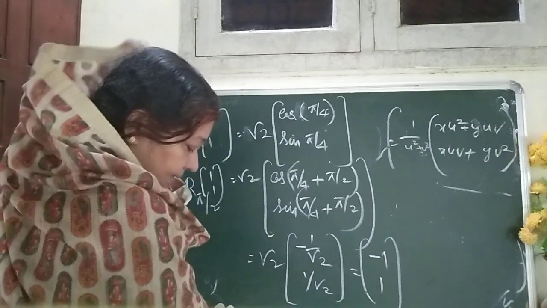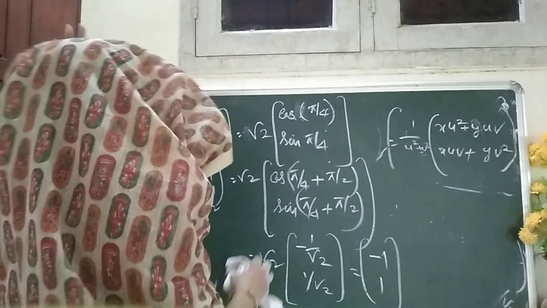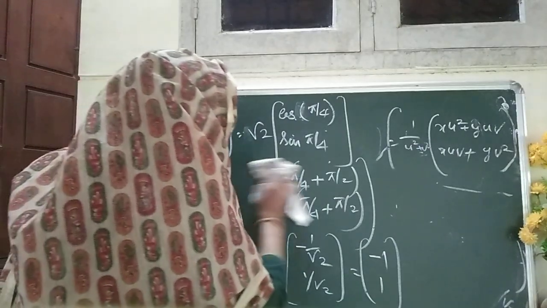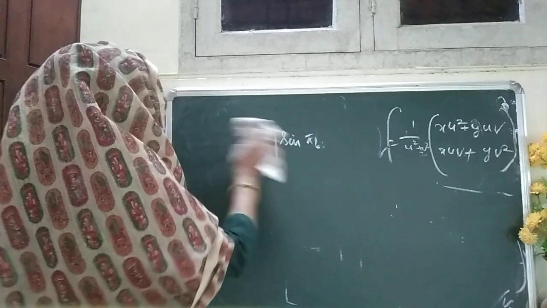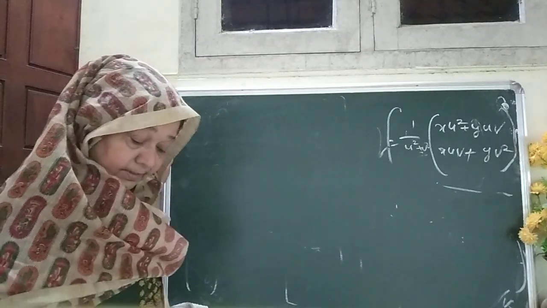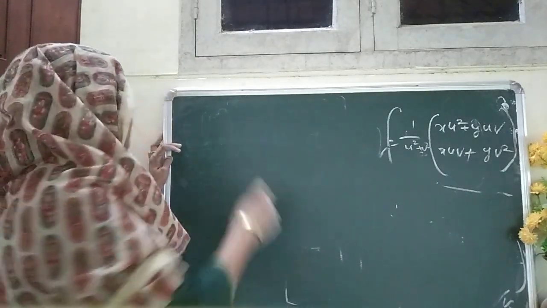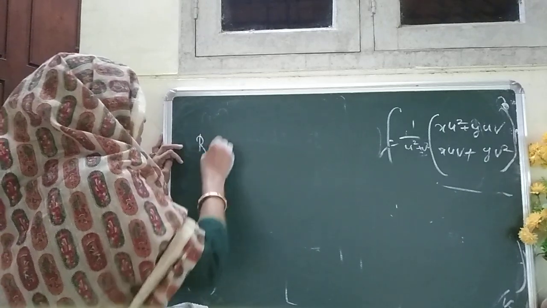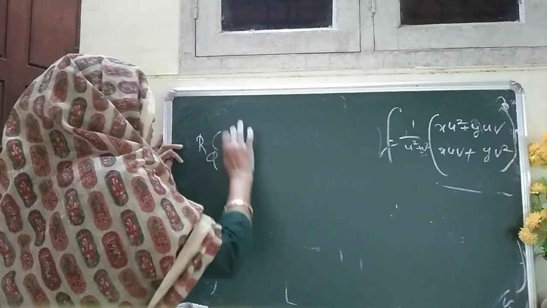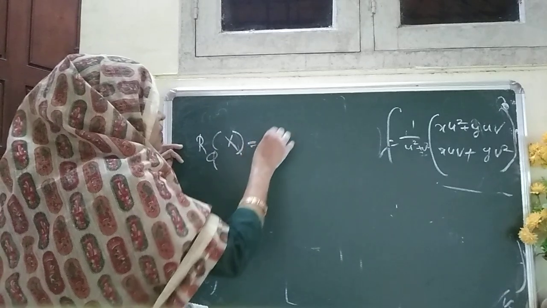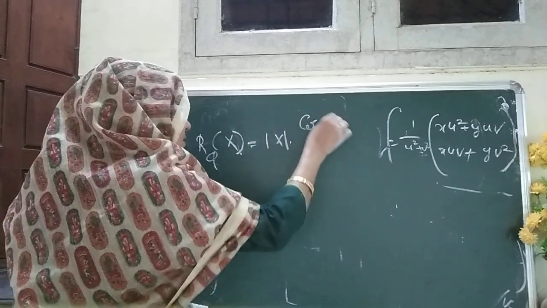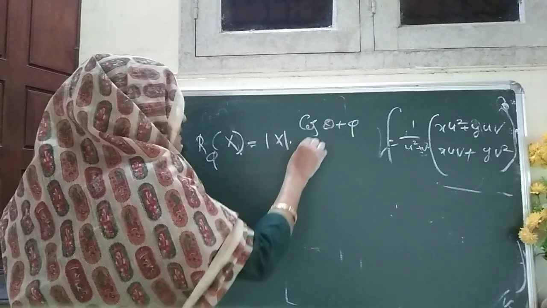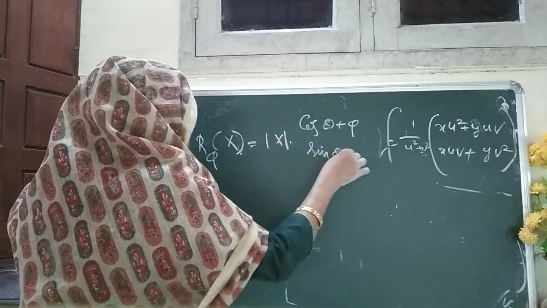Then, expression for rotation by phi. For that, we know R_phi of x equals mod x into (cos(theta plus phi), sin(theta plus phi)).